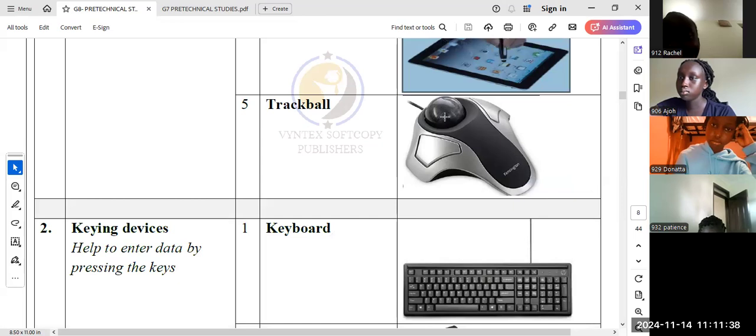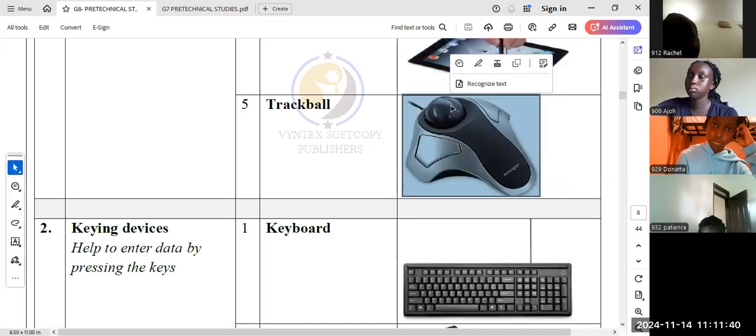Then we have the trackball. You see the ball here at the top, the one you roll as you control the cursor on your computer. The trackball is used the same way as a mouse, only that now this one is a ball.